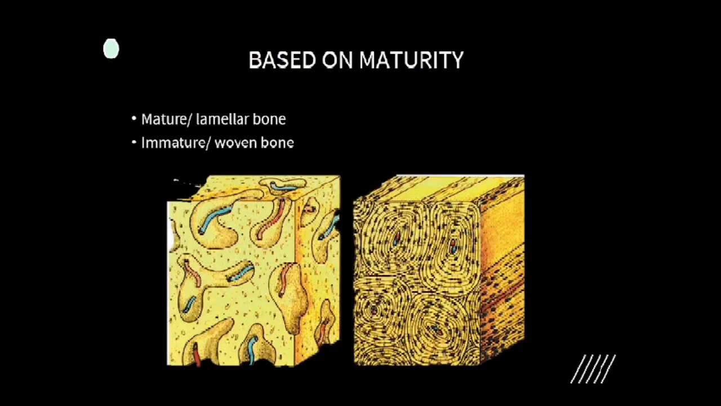Based on maturity, you can divide it as immature woven bone and mature or lamellar bone. So in the first figure, you can see the immature or woven bone that are irregularly arranged, and in the mature bone, you can see many lamellae, concentric lamellae, and that is forming the lamellar bone or the mature bone.